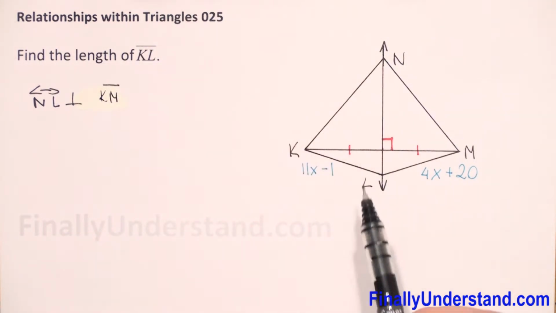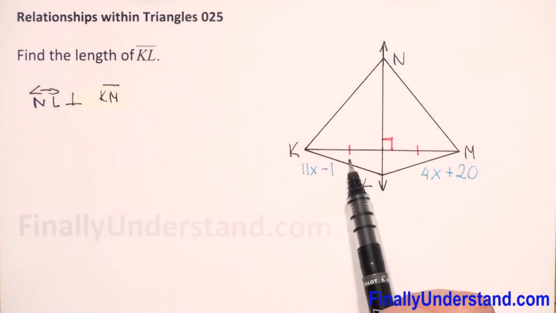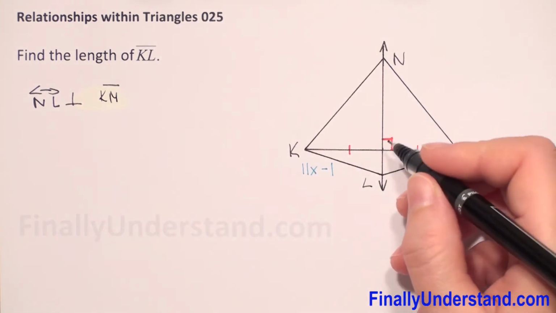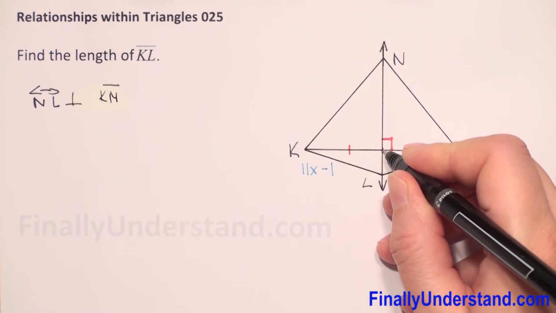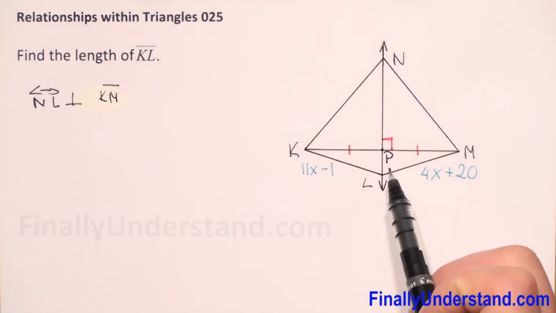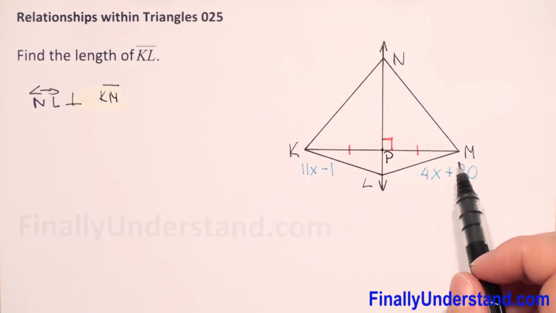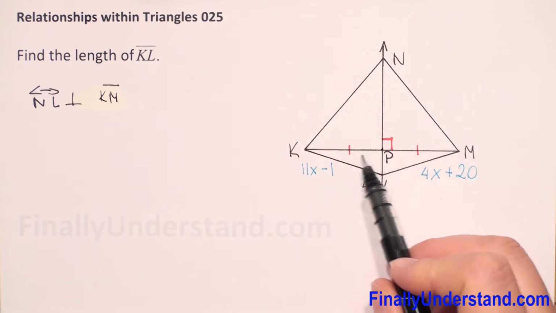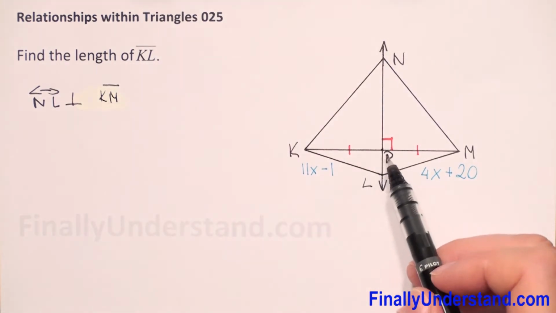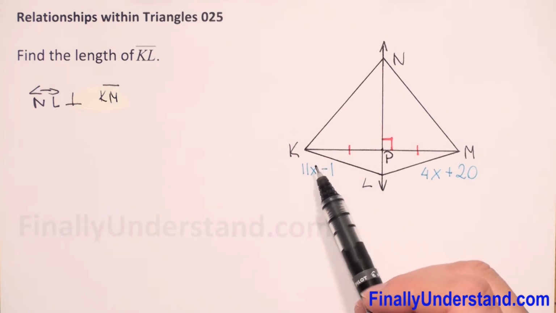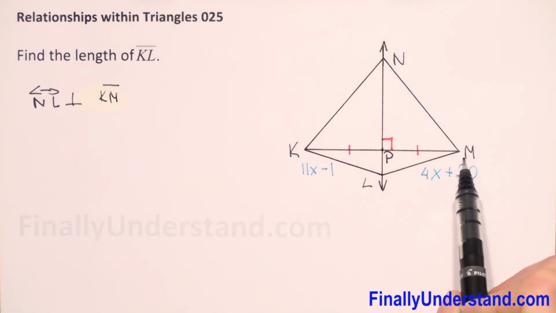What else? Because we have these red marks on the segment, let's put that we have here point P. Segment KP is congruent to segment MP because we have these red marks. So P is the midpoint of segment KM.